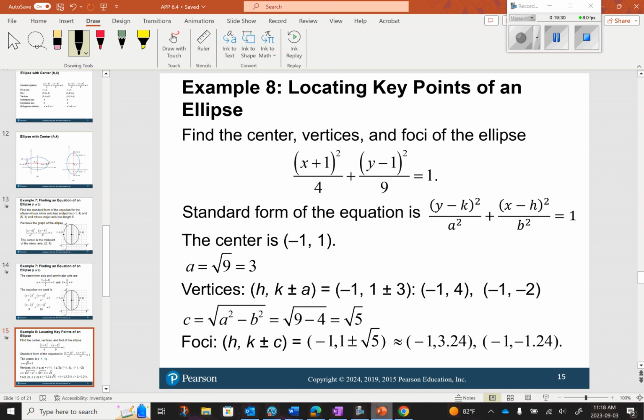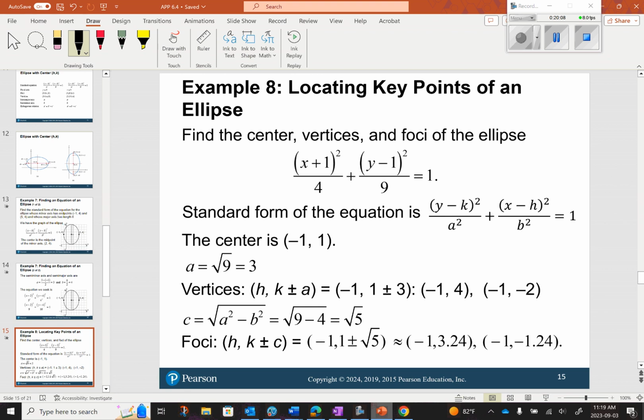And again, we'll take a squared minus b squared. 9 minus 4 is 5. Take the square root. C is square root of 5. Oh, that's going to be messy. Our foci will be at the same exact thing that we just did for the vertices, but now instead of adding a, we'll do plus or minus c. So 1 plus square root of 5 puts us at about 3.24. 1 minus the square root of 5 should put us at approximately negative 1.24.